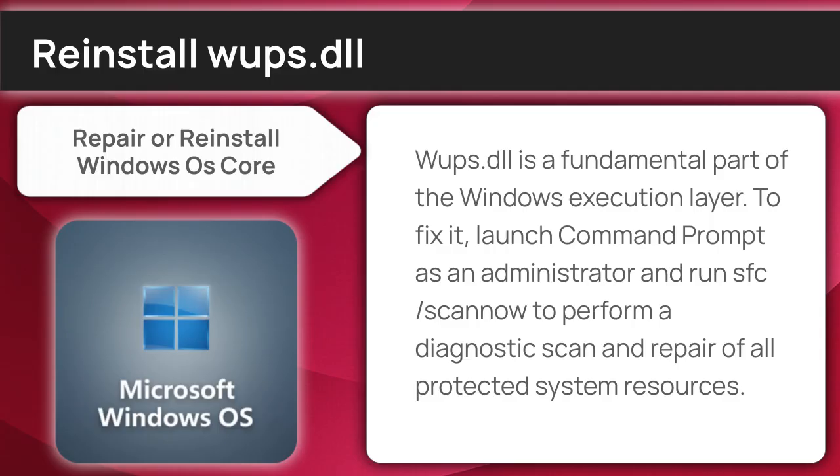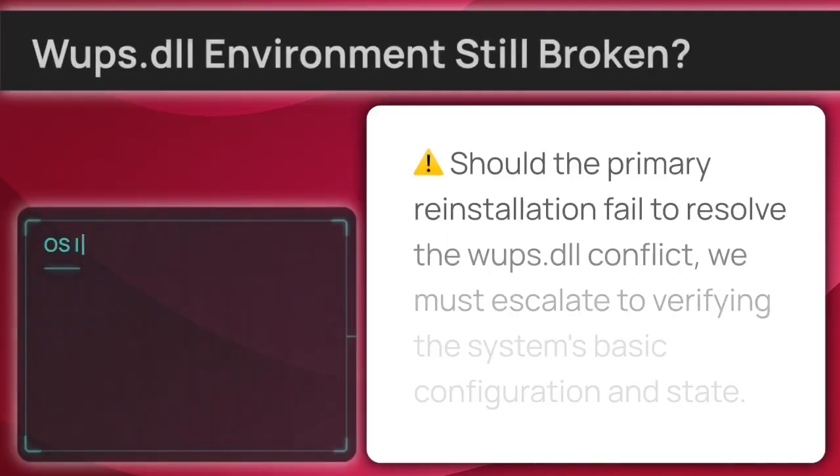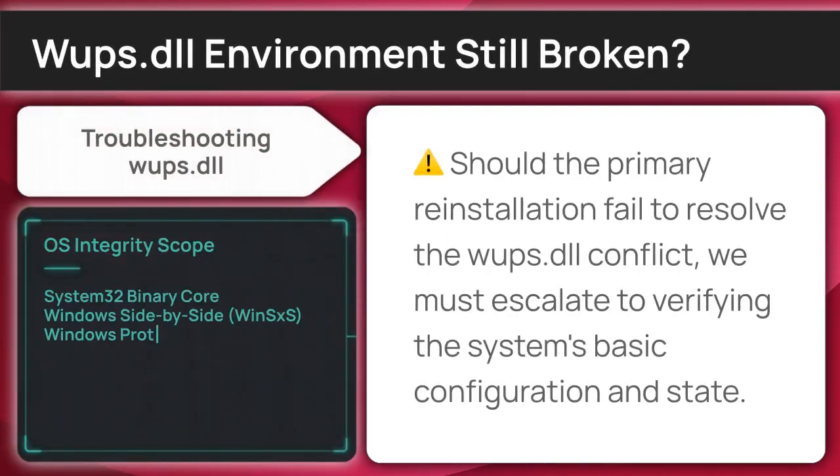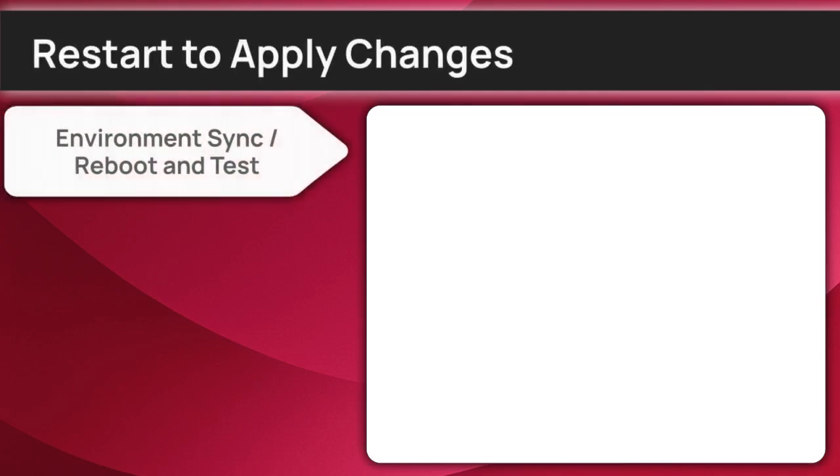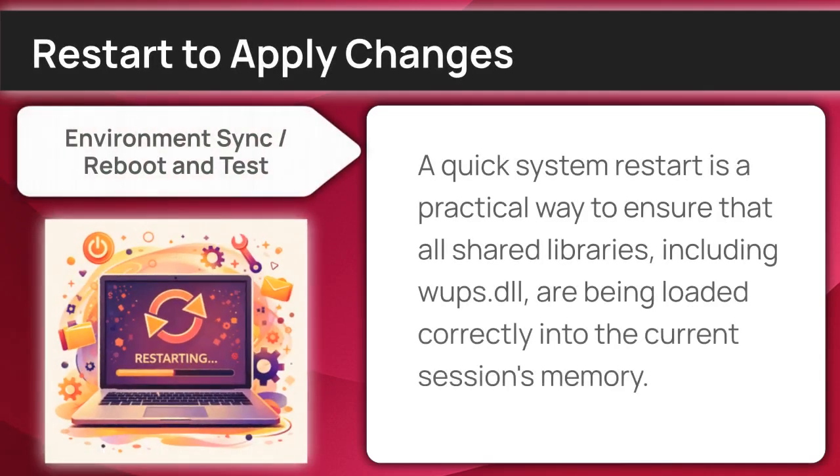When a standard reinstall doesn't cut it, we move to advanced diagnostic steps to ensure the system is properly configured. Performing a restart can determine if the error is just a transient environment glitch. A reboot refreshes your system's path variables and can sometimes re-establish a broken link to the Windows Update Provisioning Service file.